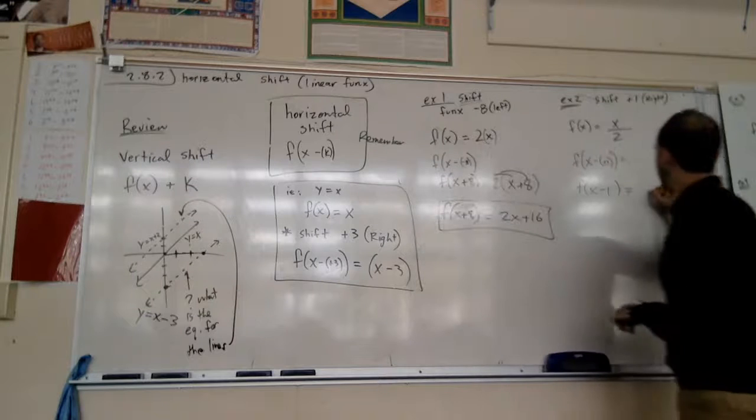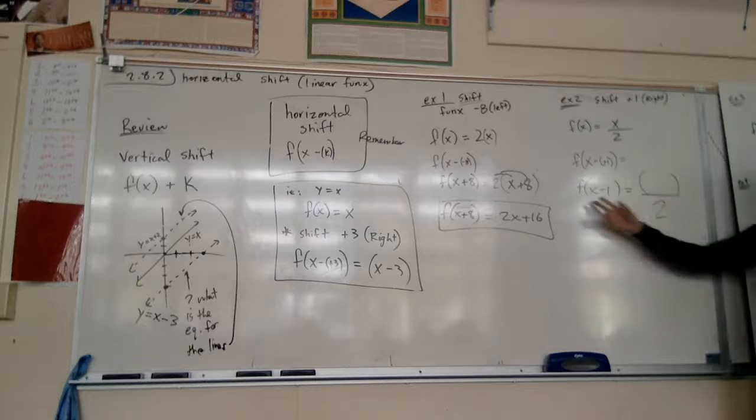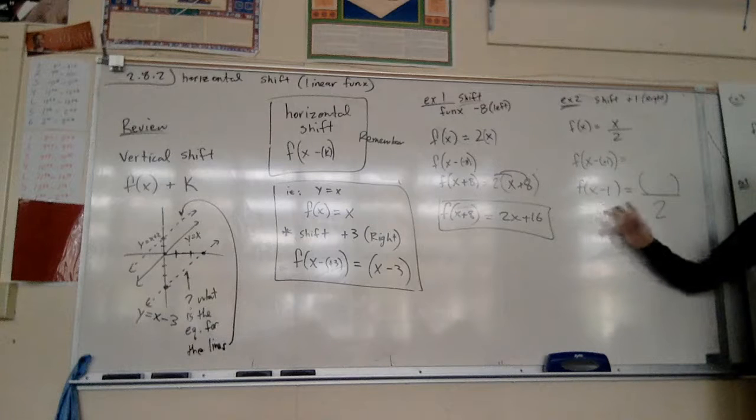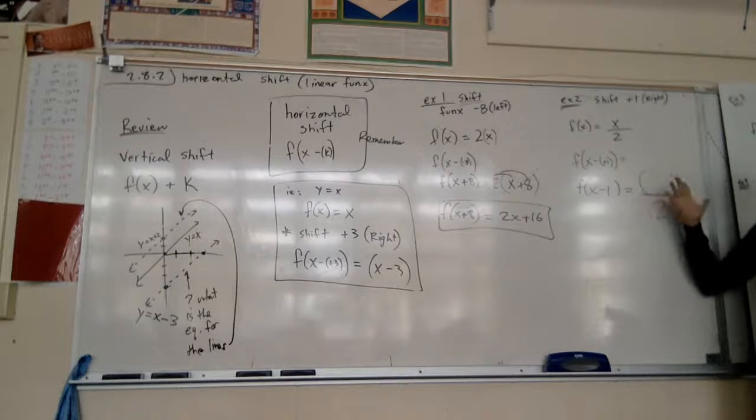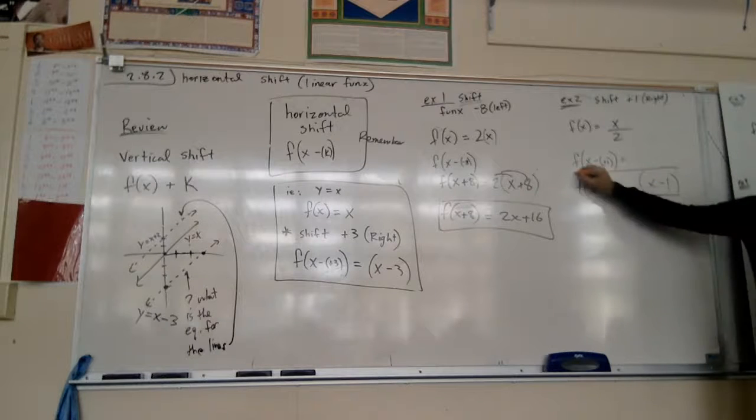And then I look here, and here's where the x was. What should I put in there for the x? X minus 1. You see, it doesn't matter, if it's a function of x squared minus x plus 17, you put that whole thing in where the x was. Okay. So x minus 1. That's our answer.